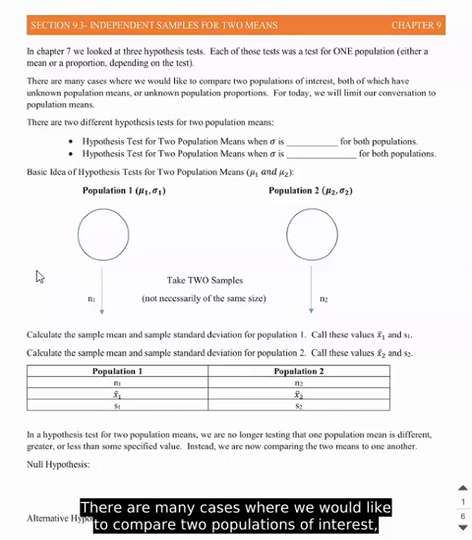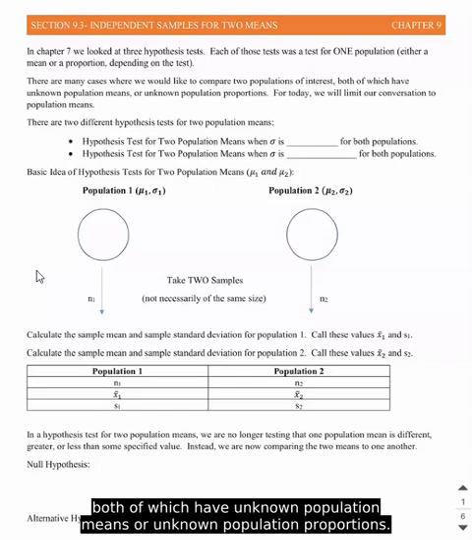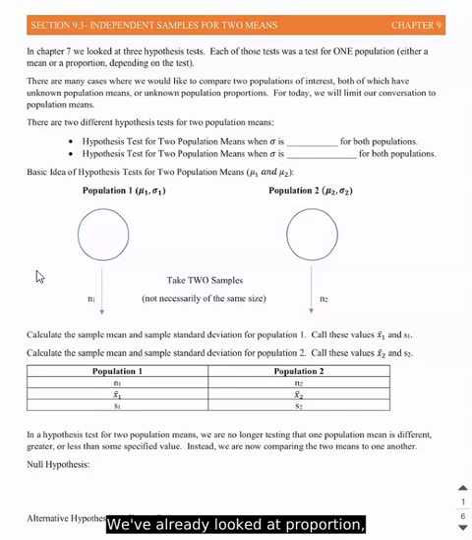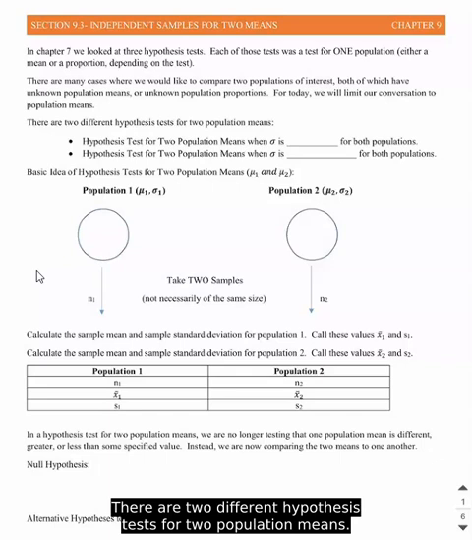There are many cases where we would like to compare two populations of interest, both of which have unknown population means or unknown population proportions. For today, we will limit our conversation to population means. We've already looked at proportions, so we're going to focus on means today. There are two different hypothesis tests for two population means.